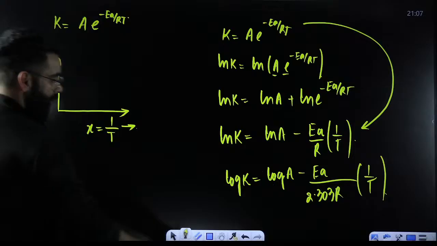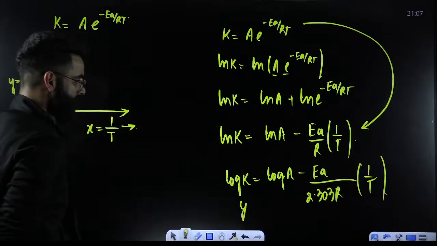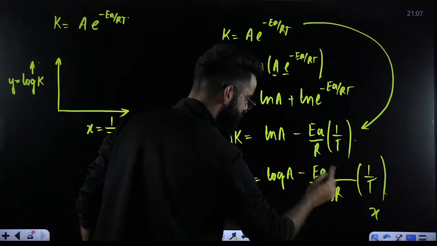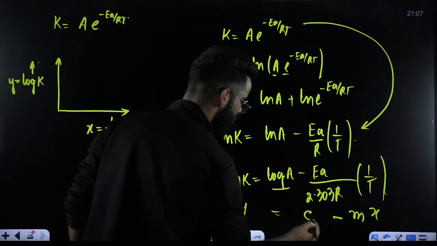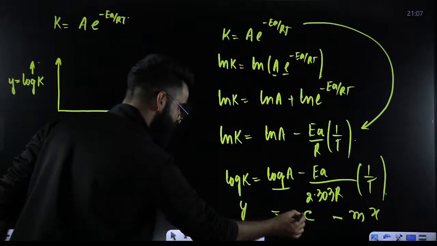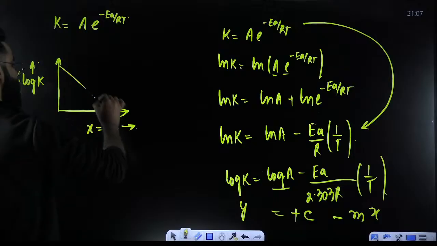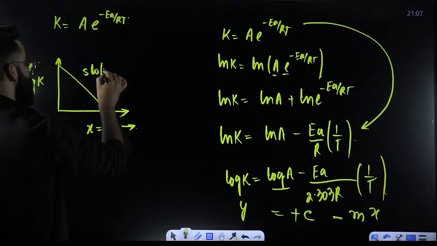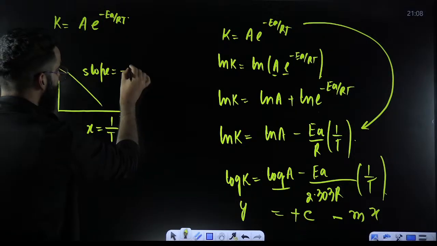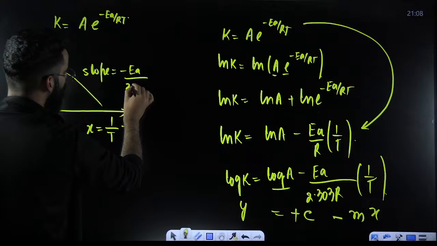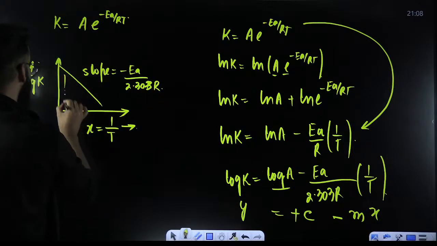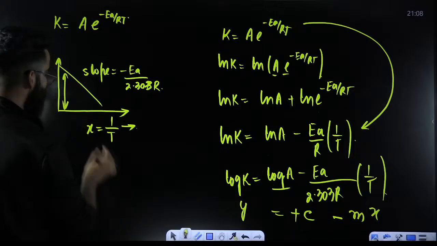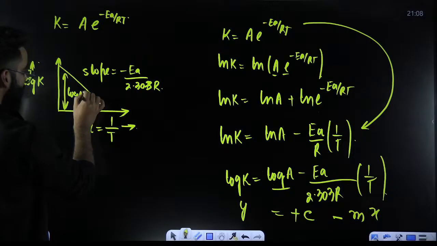Done? Log k you are plotting along the y-axis, 1 by t you are plotting along the x-axis. This is your m, the sign here is minus, this becomes c. y is equal to minus mx plus c is a straight line like this. So its slope is nothing but minus a divided by 2.303 r, and this particular intercept is basically c, c is nothing but log of a, right?